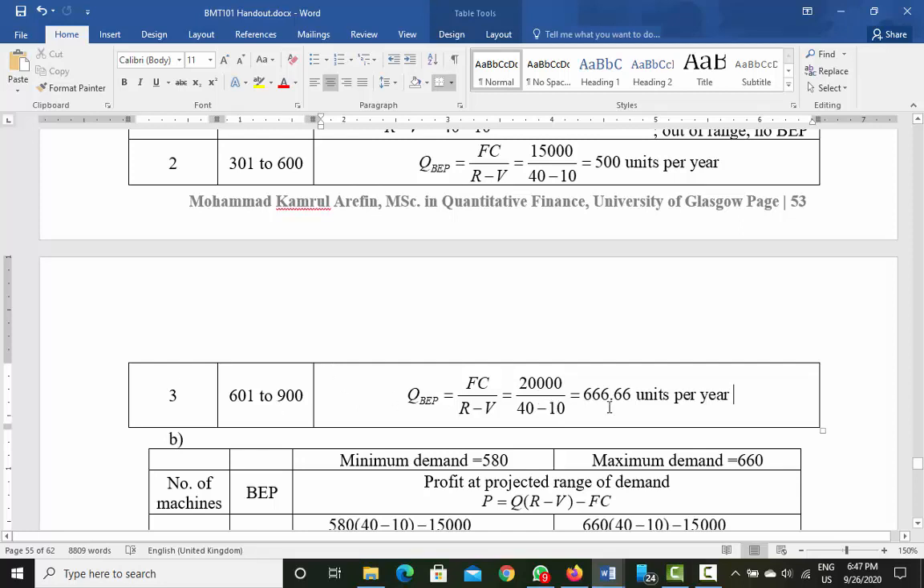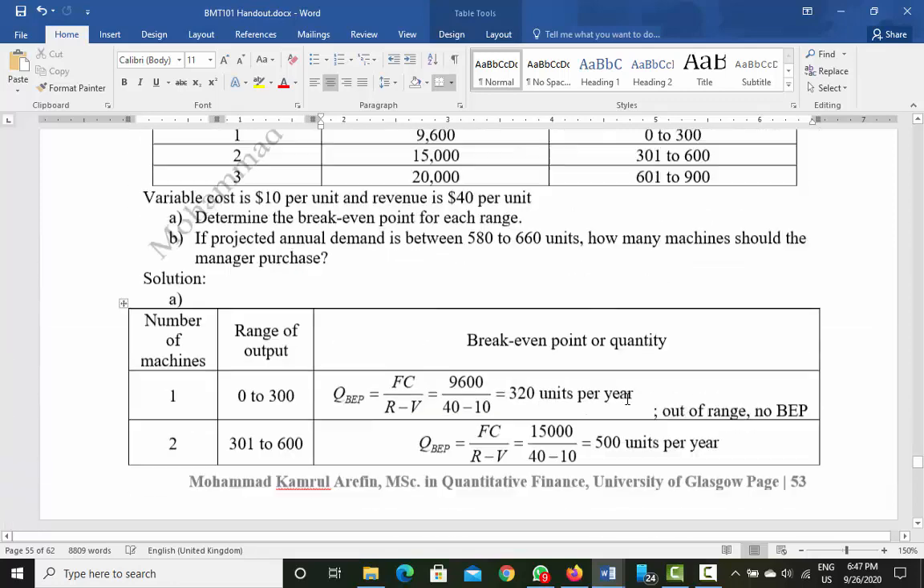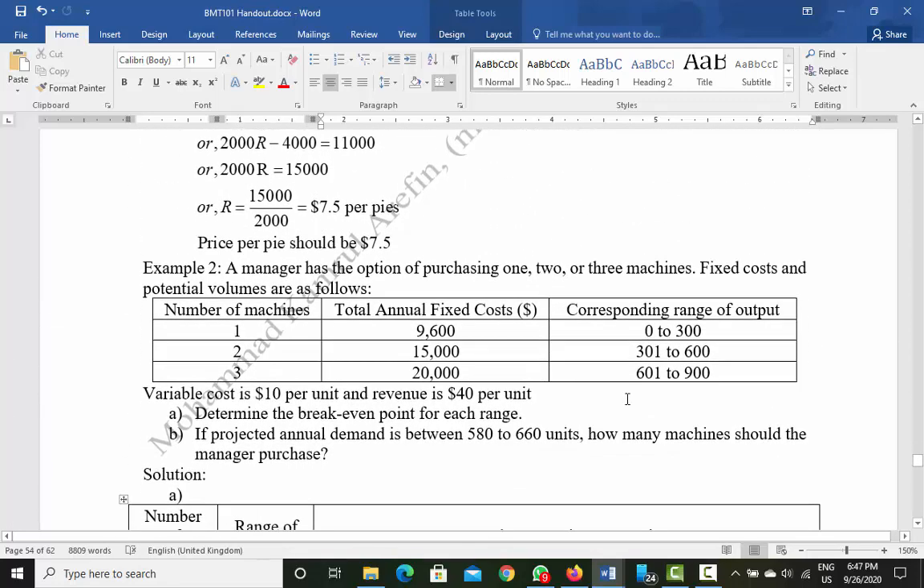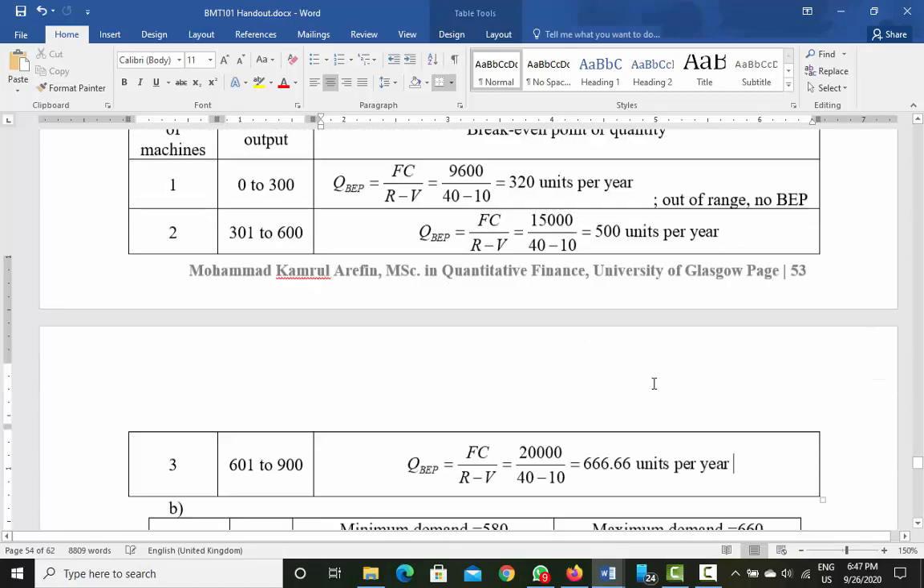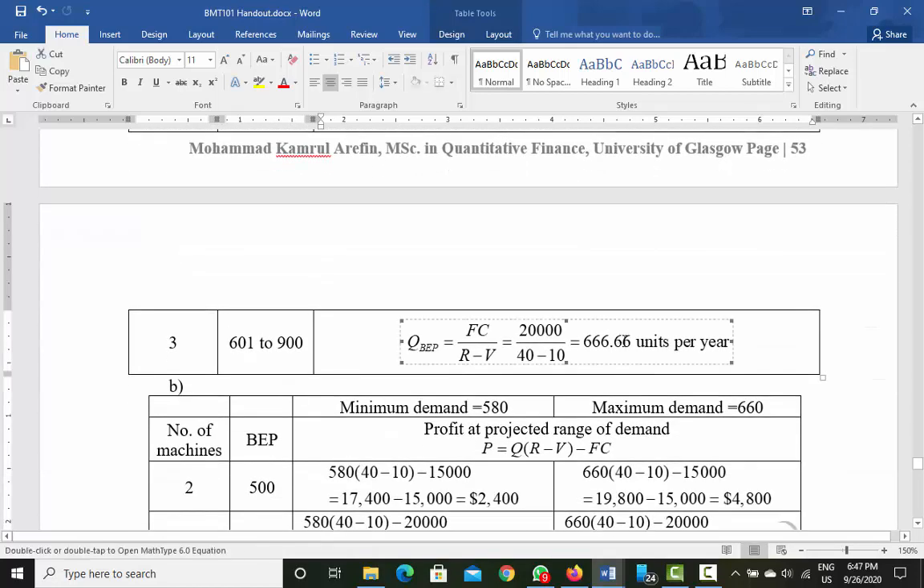I don't know what kind of units they are producing here, but if you round it, let's consider it as 667. So if you produce more than 667 units, you will make a profit. If you produce less than 667 units, you will end up in loss.